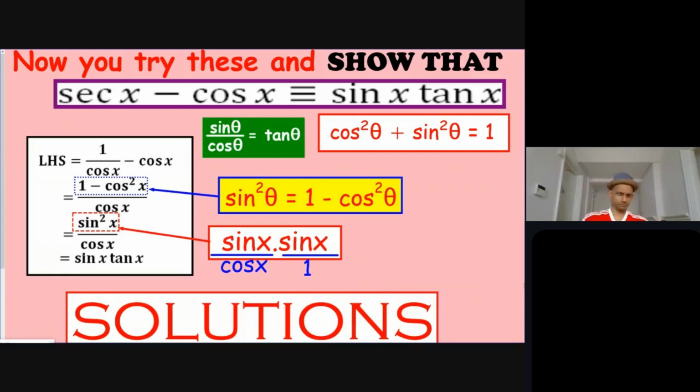Hopefully you got that one right. If not, jot down the steps.